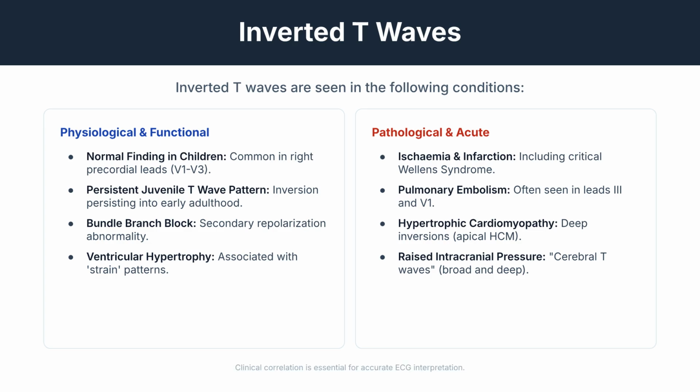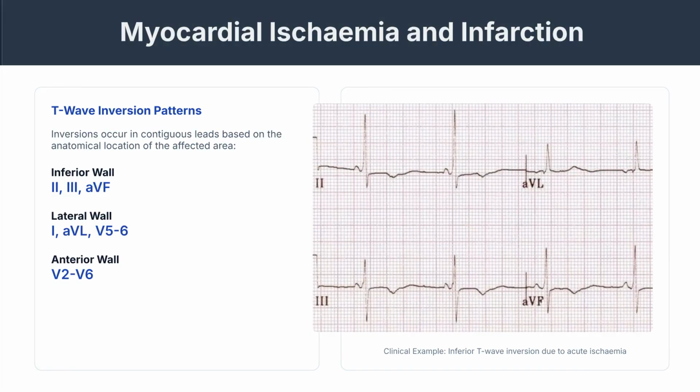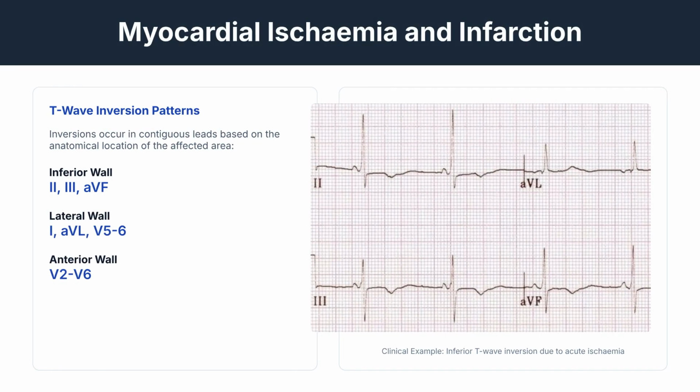Clinical correlation is essential. In children, inverted T waves in the right precordial leads V1-3 are a normal finding known as the juvenile T wave pattern. This represents the dominance of right ventricular forces and should resolve as the child matures. T-wave inversion in myocardial ischemia and infarction occurs in contiguous leads based on the affected wall. For example, inferior wall involvement shows inversions in leads 2, 3, and AVF.